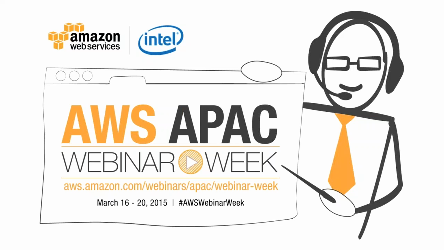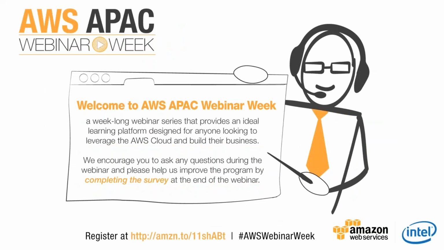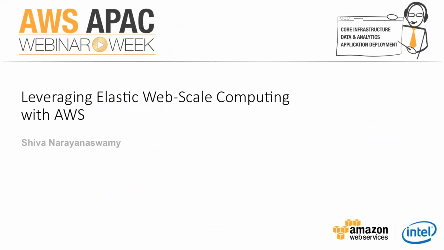So what I'm trying to cater to here is if you are somebody who has spun up one or two or many instances on AWS, or are running applications on AWS already, maybe you're facing some performance issues, or maybe you're running up your cost because you're over-provisioned. So leveraging elastic web scale computing with AWS is for you.